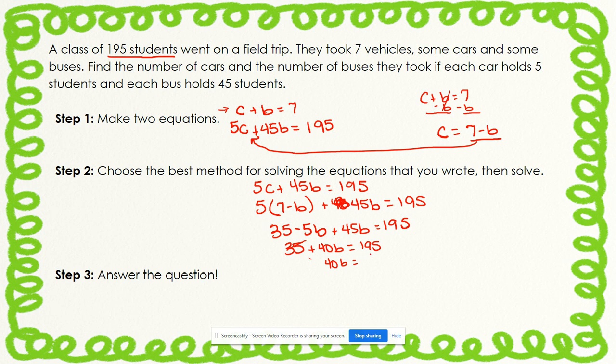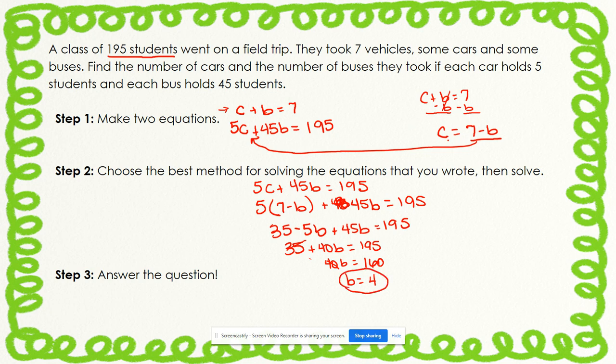On this side, I have to also subtract 35, so when I do 195 minus 35, I get 160. Now I need to divide by 40 on both sides. So when I divide by 40, that's going to cancel this out, and I need to divide by 40 on this side as well. 160 divided by 40 gives me 4. That means that there are 4 buses.